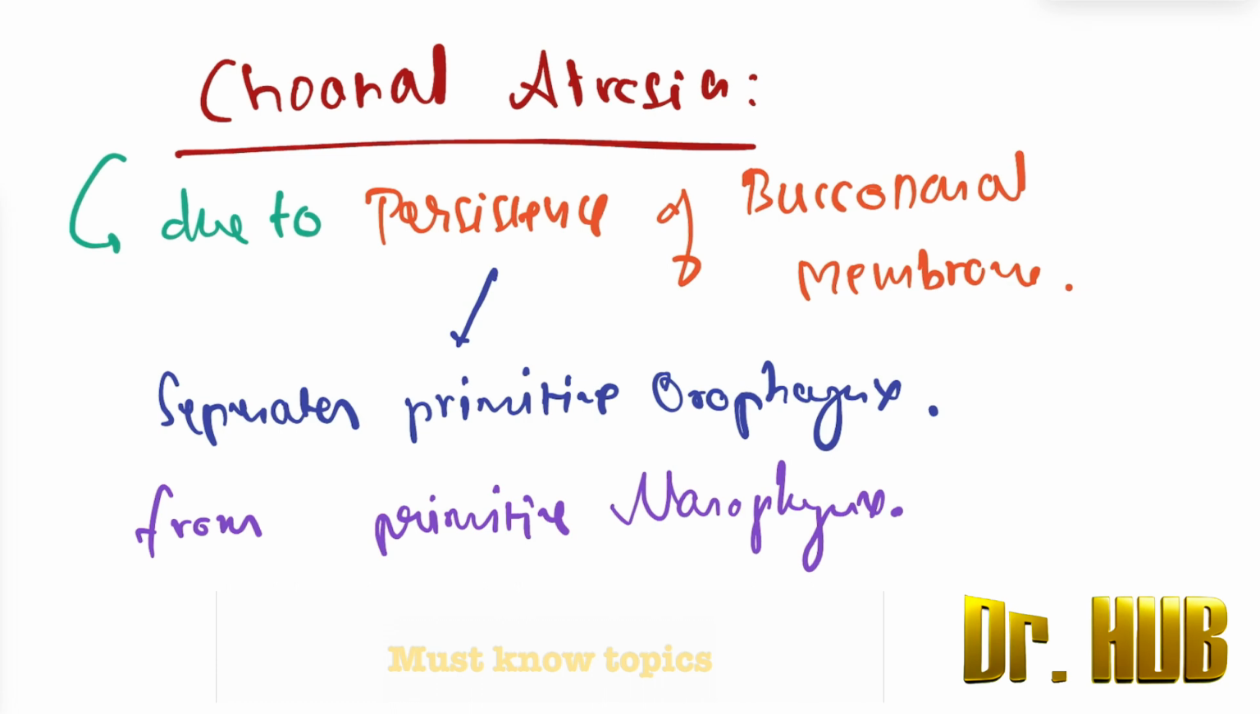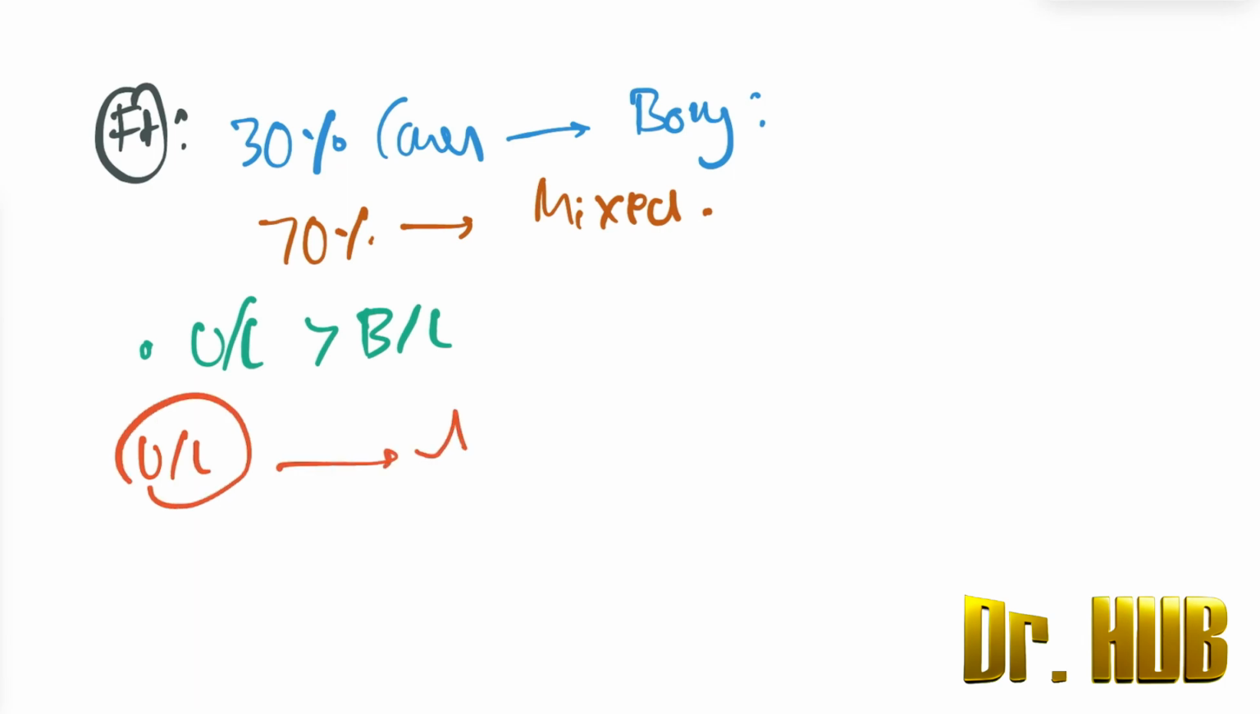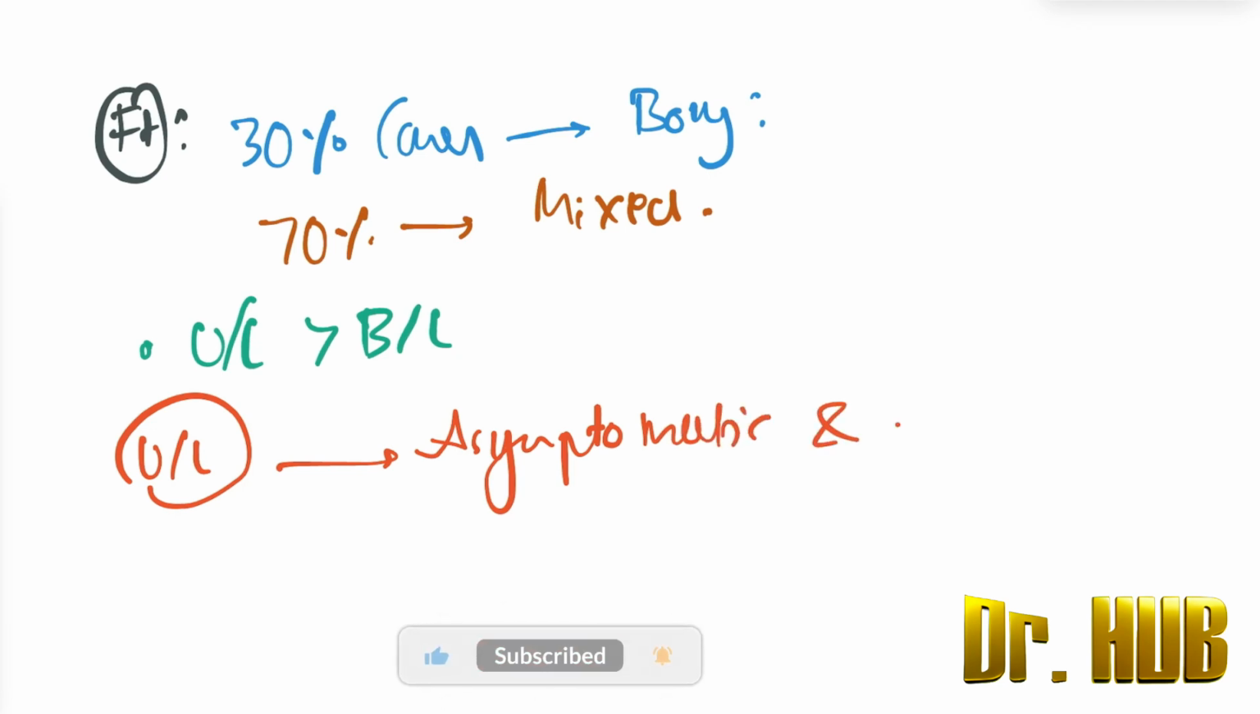So what are the features of this choanal atresia? About 30% of cases will be bony, and 70% of cases will be mixed. Unilateral cases are more common than bilateral, and unilateral cases may be asymptomatic and present in adult life.